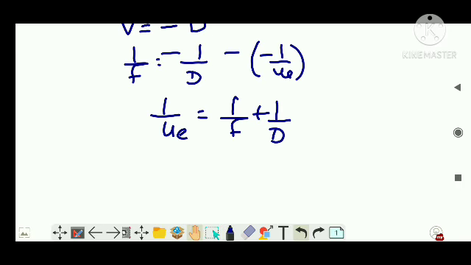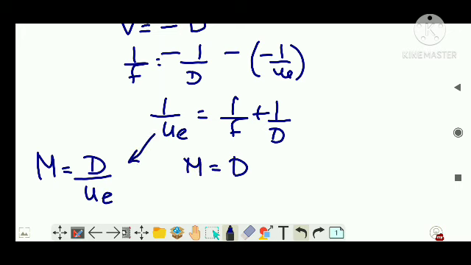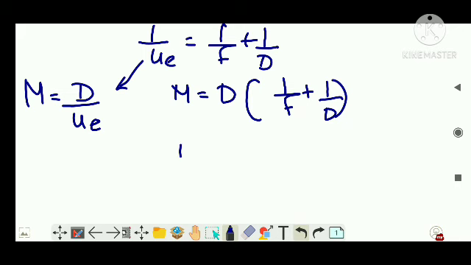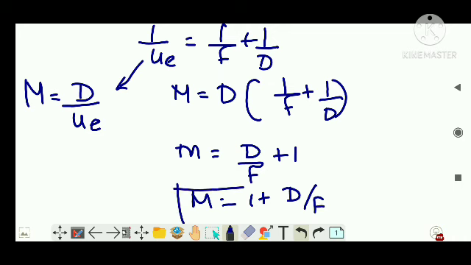Now 1 by UE. Earlier we have written the magnification of a simple microscope is D by UE. Just substitute 1 by UE here, and I can write magnification is equal to D into 1 by F plus 1 by D, right? Or I can write it as M is equal to D by F plus 1, or M is equal to 1 plus D by F. This is the equation when there is maximum magnification occurring in the case of a simple microscope. Just understand the logic and mug up the equation.